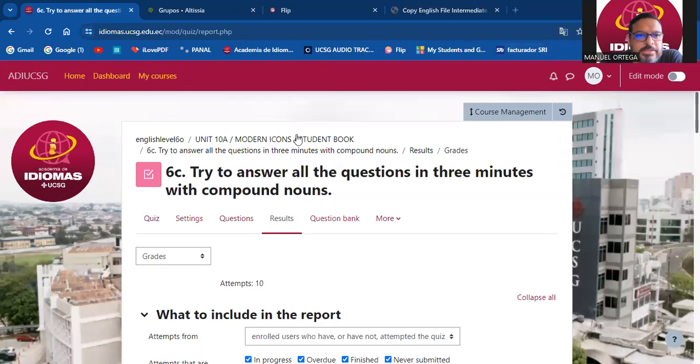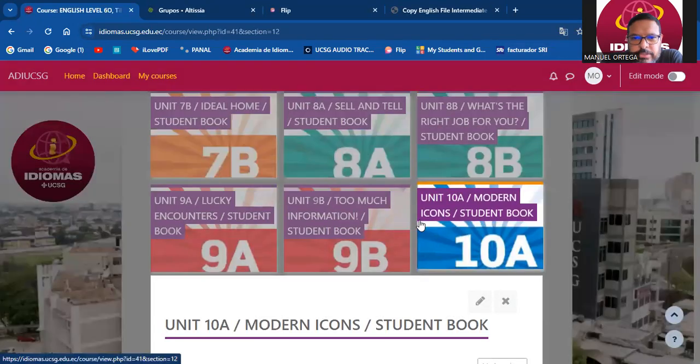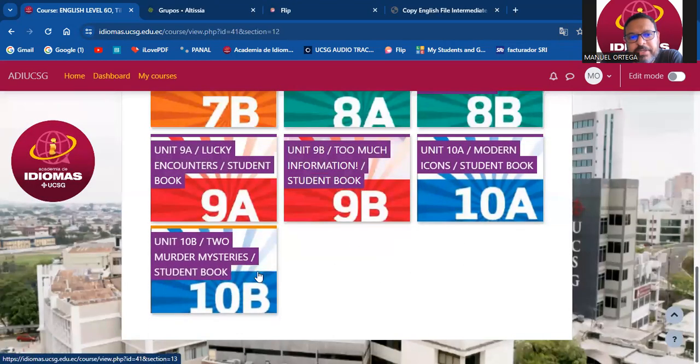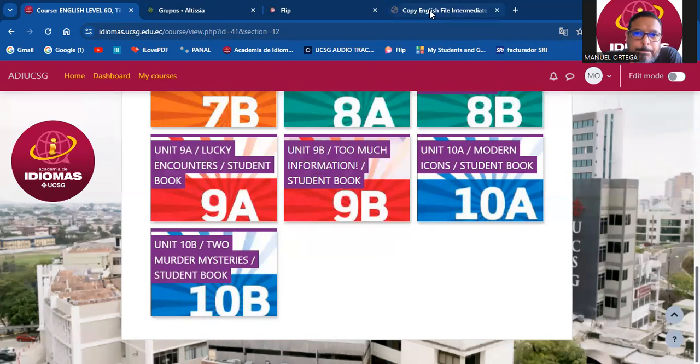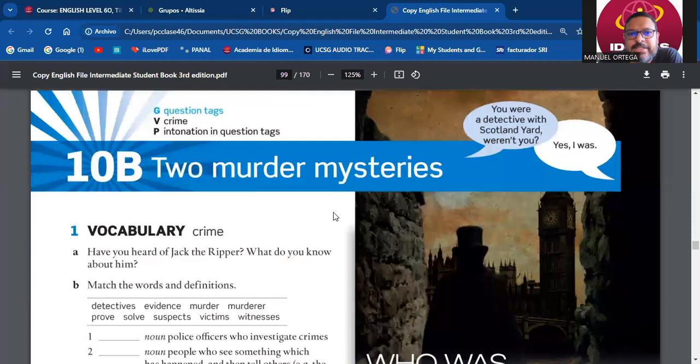Okay, with that, we finished the activities on 10A. So we move to 10B, that is the last unit that we get in this module. Let me check in here with you. This is 10B. What we are going to have is question tags in the grammar.